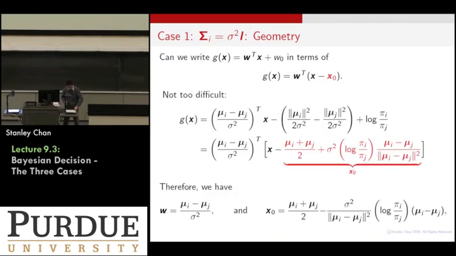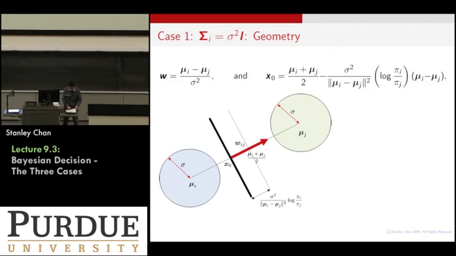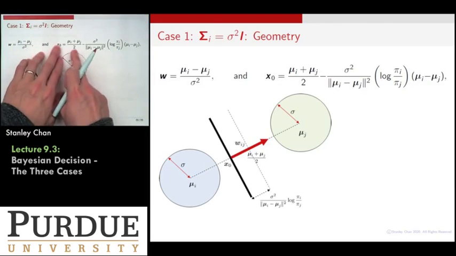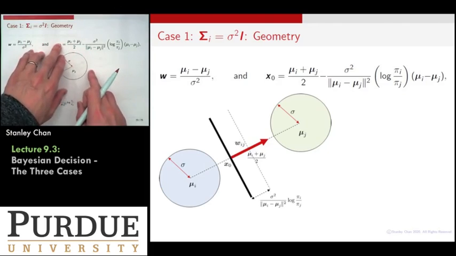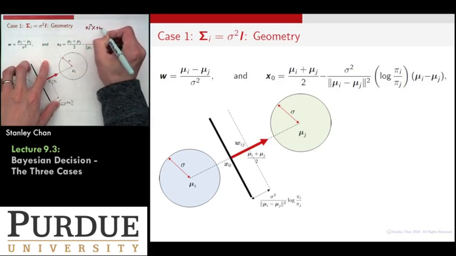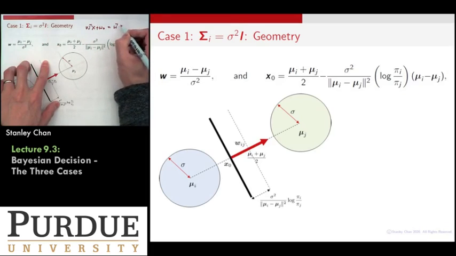Okay, so what is the geometry of this special case? Well, we have already discussed the meaning of these quantities. So I want to draw you a picture as follows. Let's recall that the normal vector is mu i minus mu j. And then there's also a w0. Now, w transpose x plus w0 is equivalent to w transpose (x minus x0) if you want.